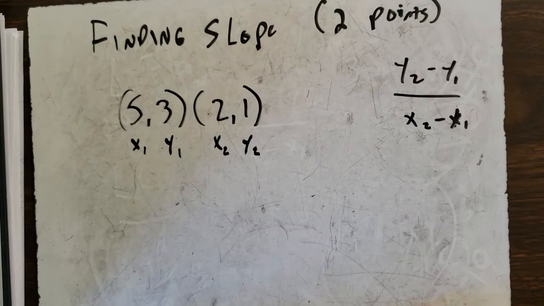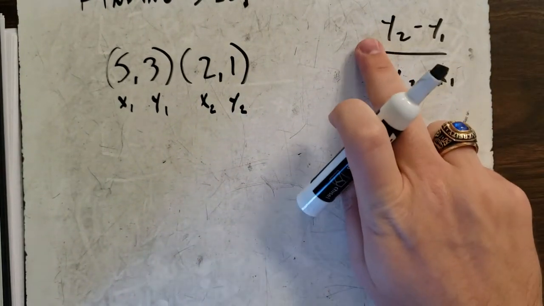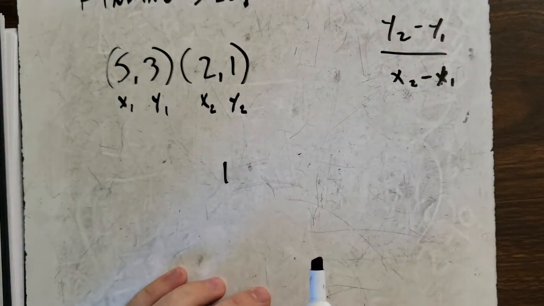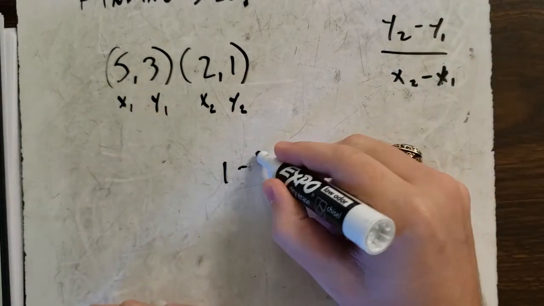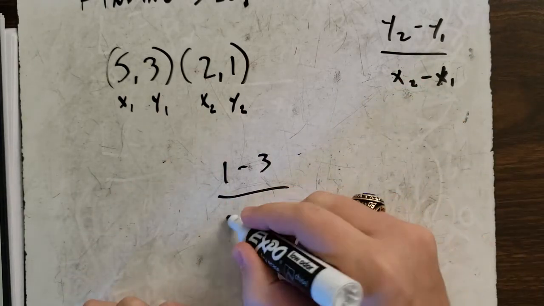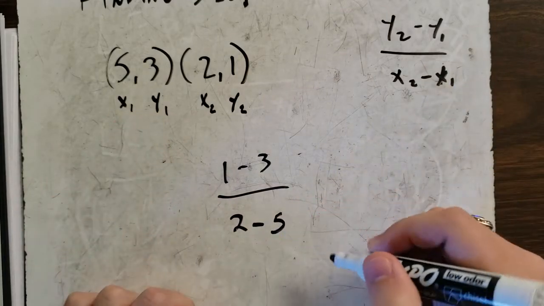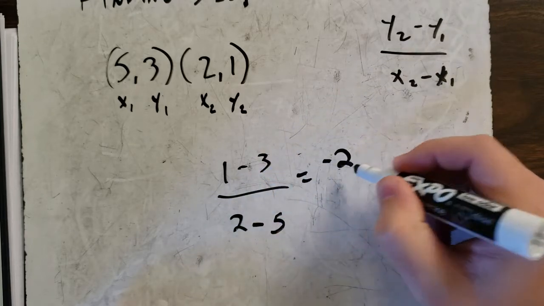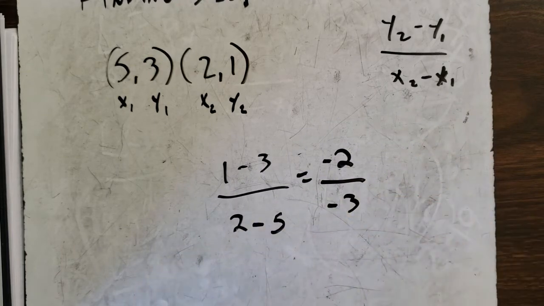So now to find the slope of these 2 points, we simply plug them into our formula. So what do you have first? You have y2. So look at your y2, 1, okay? Minus y1, which is 3. And that goes over x2, which is 2, minus x1, which is 5. Now it's just simple math. 1 minus 3 would be negative 2. 2 minus 5 would be negative 3.